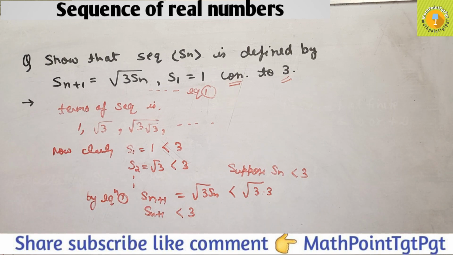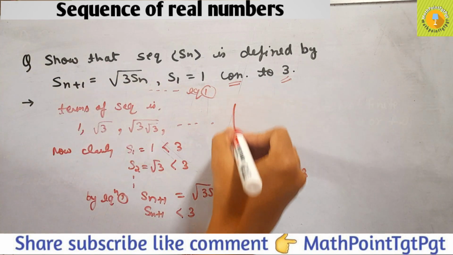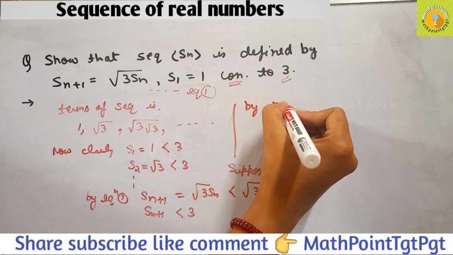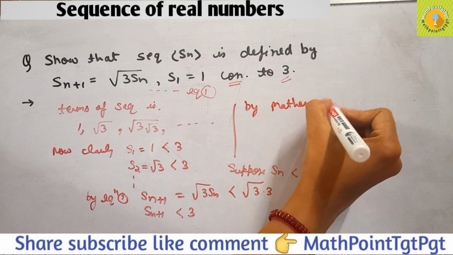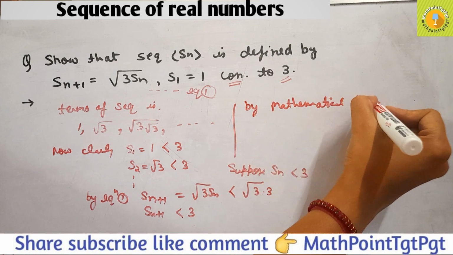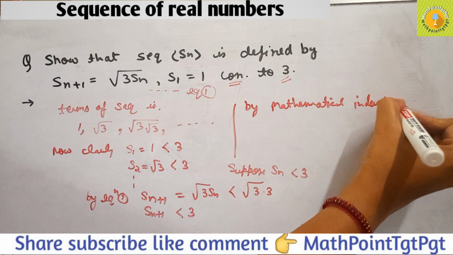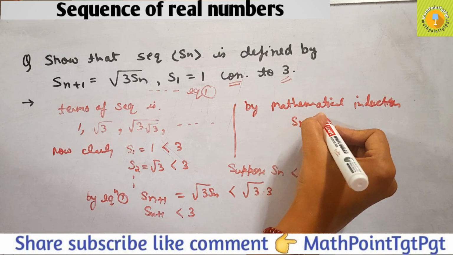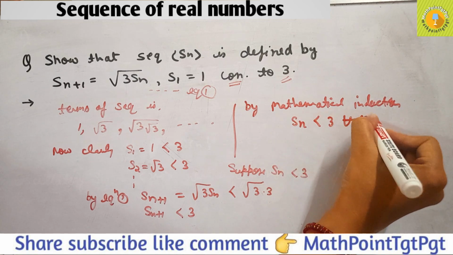Why are we doing this? So that using the principle of mathematical induction, we can say that all Sn terms are less than 3 for all n.